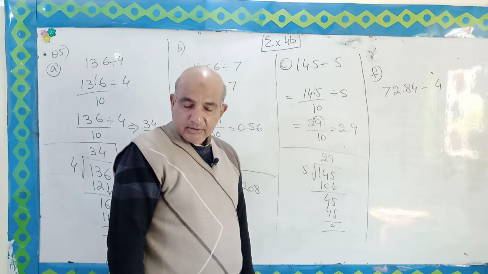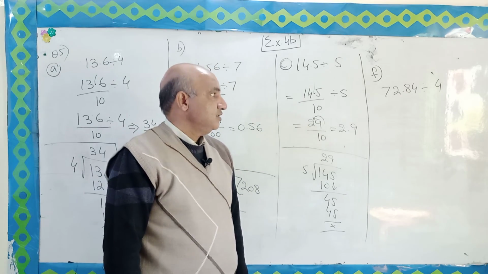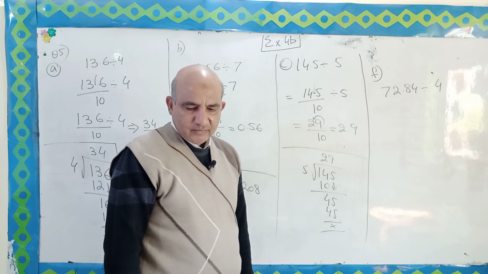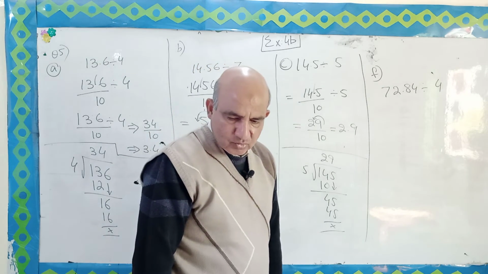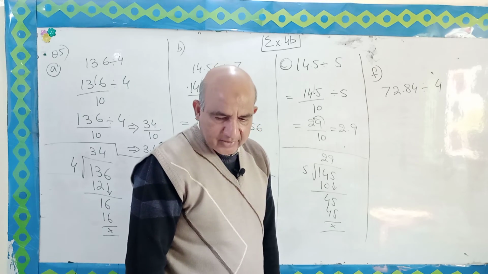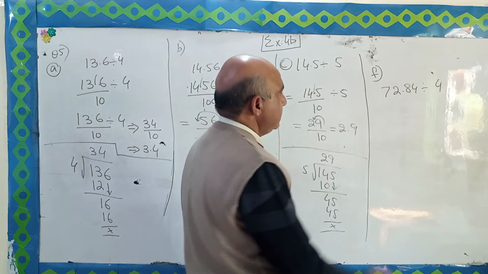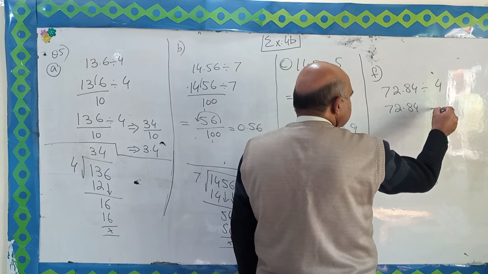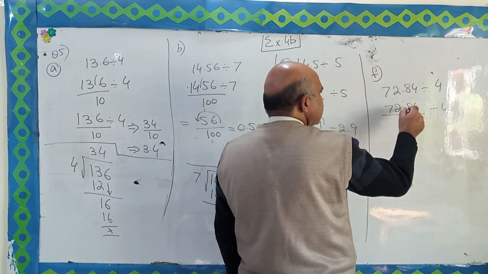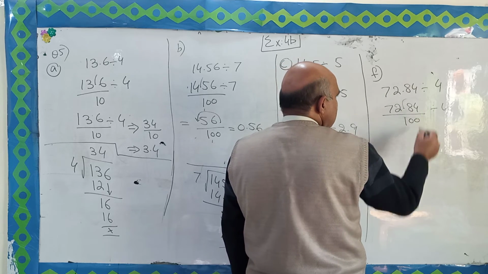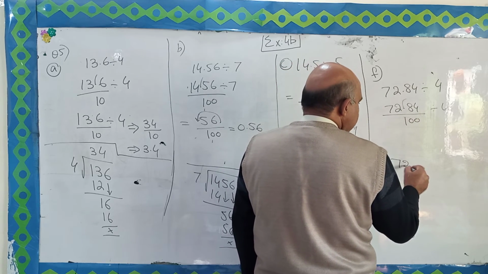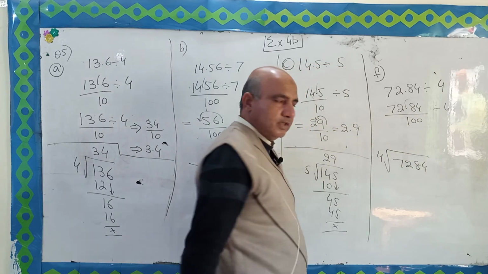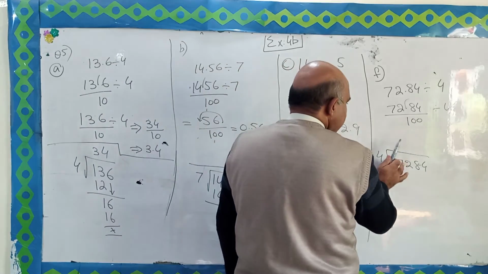Now, in the last part, because all the remaining parts are also the same, people can easily solve this way. This is question number 5 part F. Here we write 72.84 divided by 4. We remove the decimal point, here is 100. So in the rough, we will divide 7284 by 4. Right? So first we will take a table.